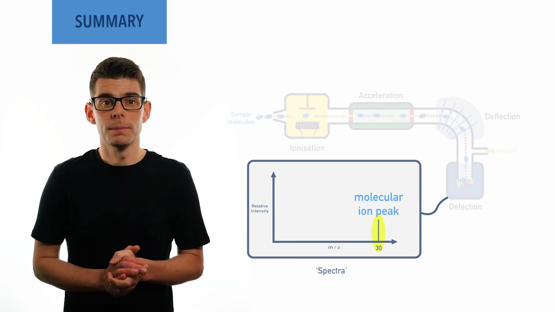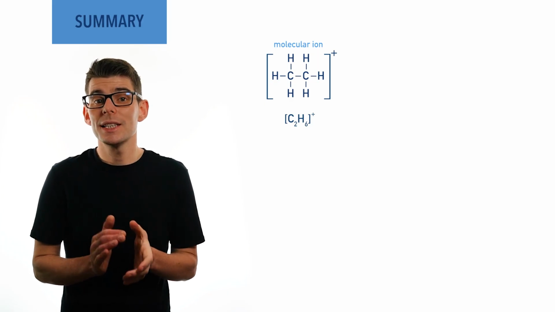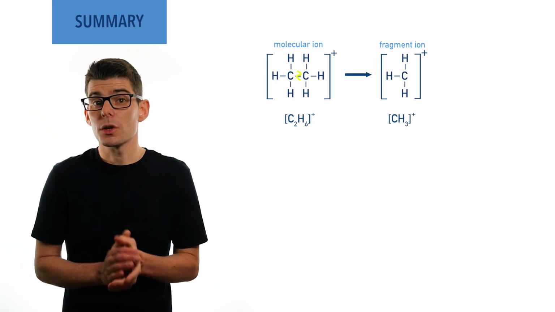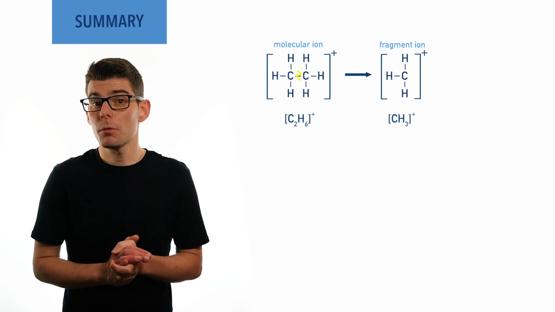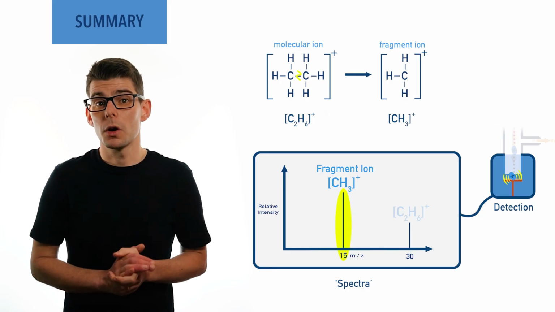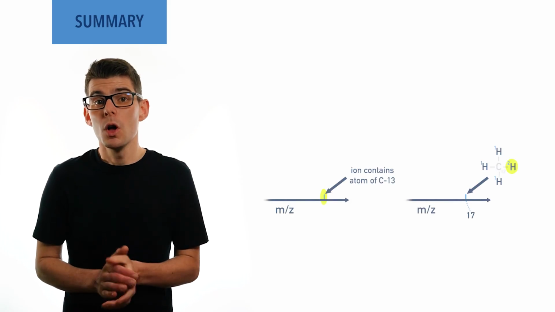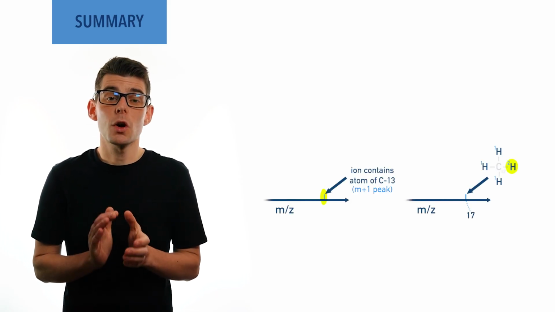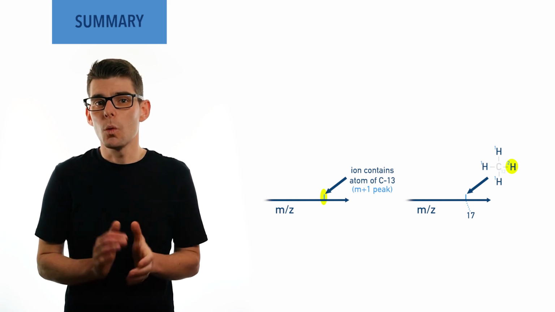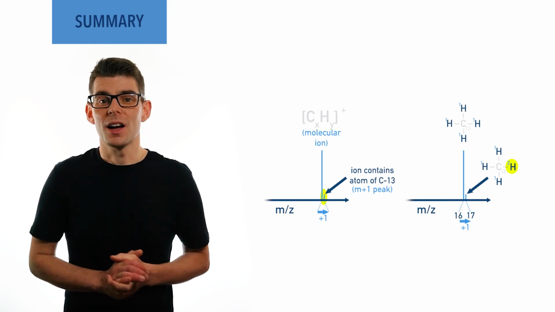Molecular ions are unstable and easily break apart into smaller ions, called fragments. These fragment ions are also detected in a mass spectrometer and can give useful information about the structure of a given compound. Carbon-13 and H2 isotopes in a sample cause an M+1 peak that corresponds to molecular ions, or fragment ions, that contain one of these isotopes in and have a relative mass 1 greater than ions that don't.